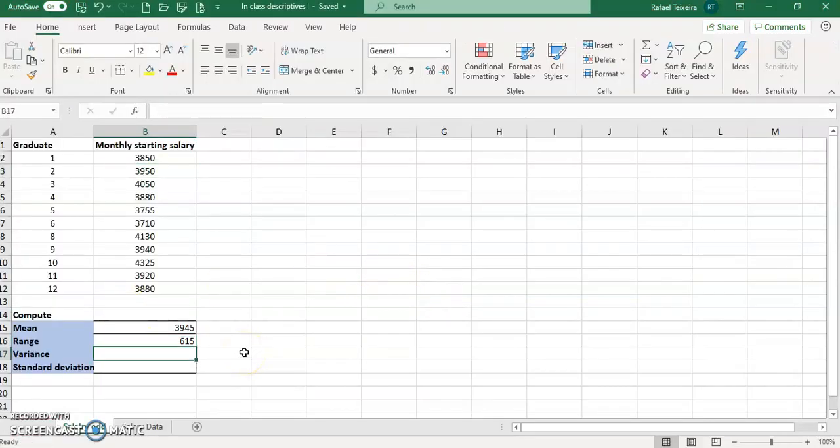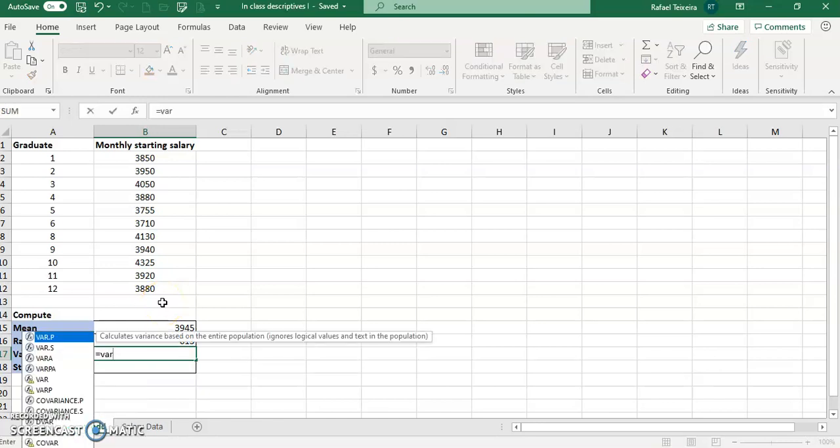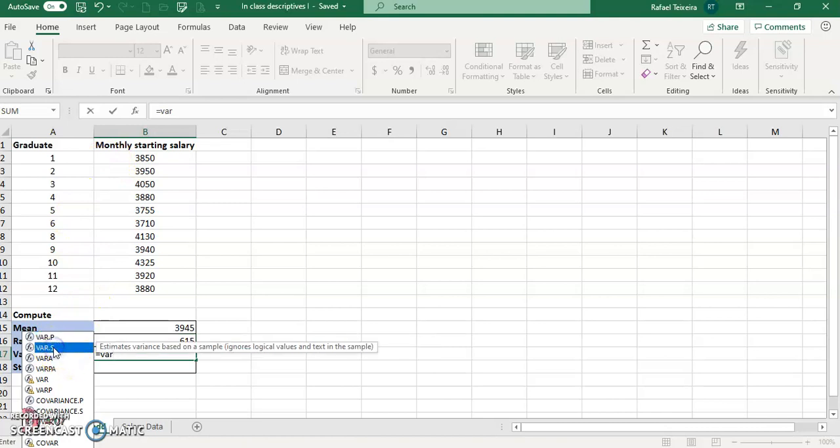So let's see how you do that in Excel. In Excel, you need a data set, and here's the data set. Let's compute the variance. The variance in this data set is equal VAR. Because this is a sample, you see that we have some options. When we type equal VAR, Excel shows many options. The first one is VAR.P, but this one calculates variance based on the entire population. This is not the entire population. This is a sample, so we have to use the second one that estimates the variance based on a sample.